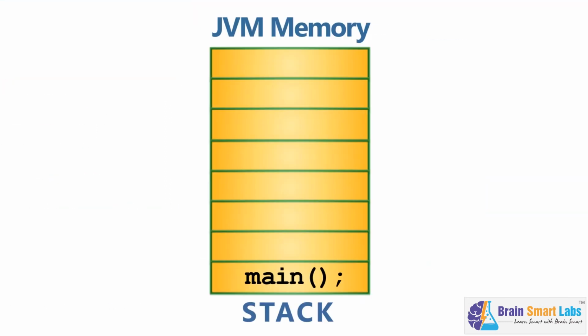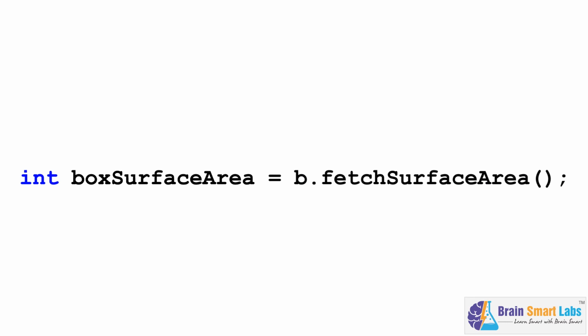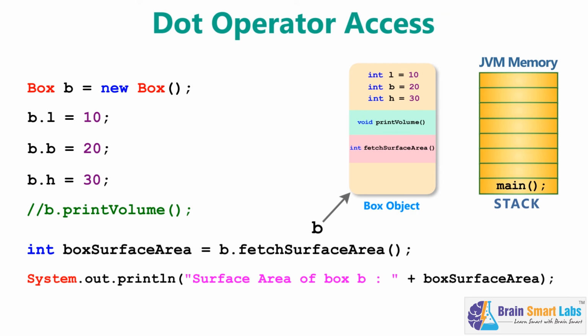Now during runtime, the method b.fetchSurfaceArea gets loaded onto the stack. When the method completes its execution, it gets removed from the stack after returning the processed output. The final processed output of this method is now transferred to the variable on the left hand side with the help of an assignment operator, equal to symbol. The output of this method gets printed on screen as the SOP statement in the second line gets executed over here.